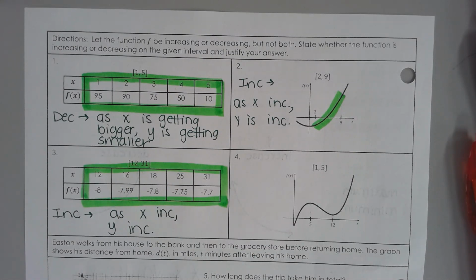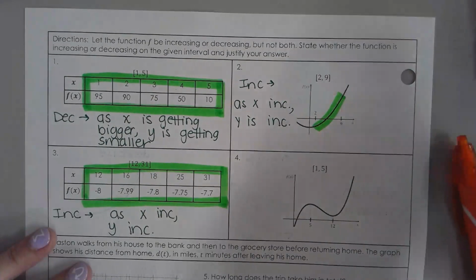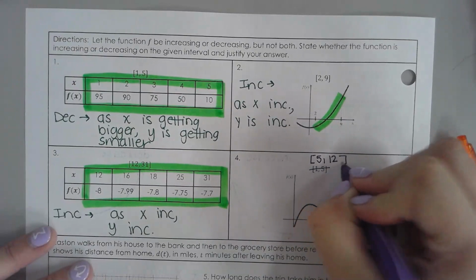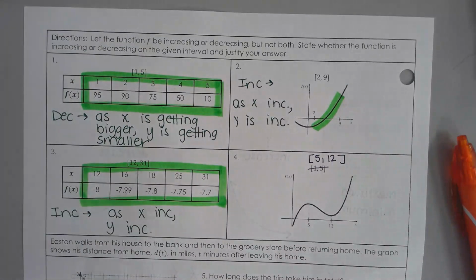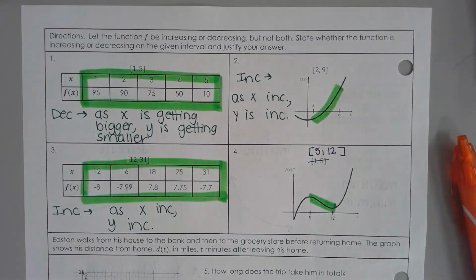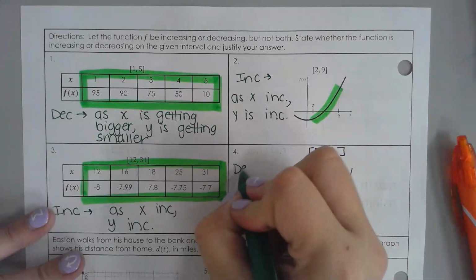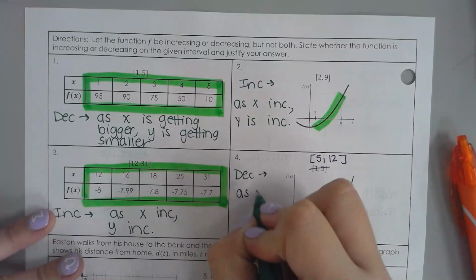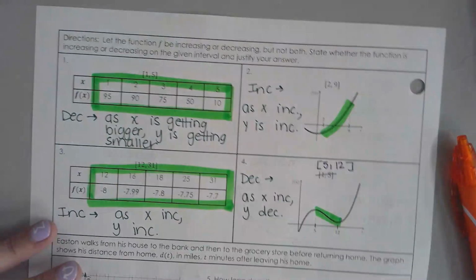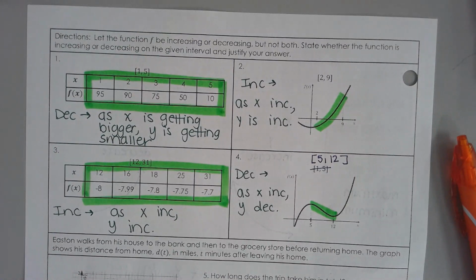That says interval 1 to 5, but I bet I just didn't change it. I bet that is supposed to be, and it doesn't really matter, but let's change that to 5 to 12. What's it doing? Decreasing. Yeah. Decreasing, because as x increases, y decreases. So as I move to the right, my graph goes down.